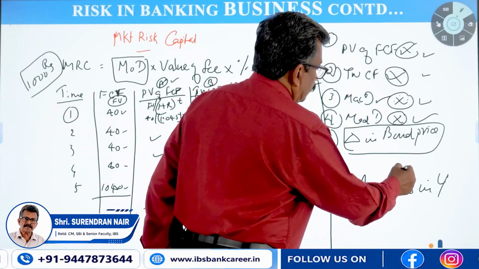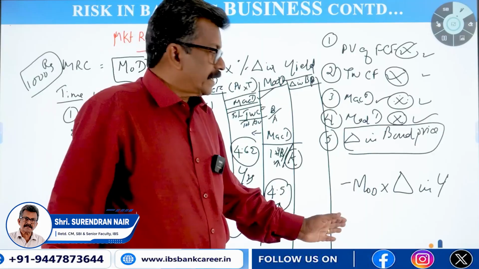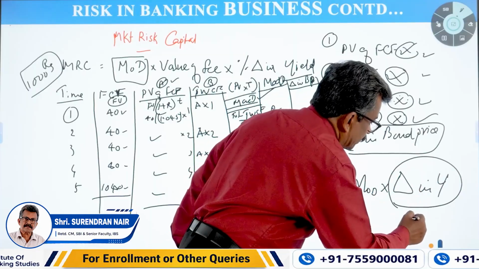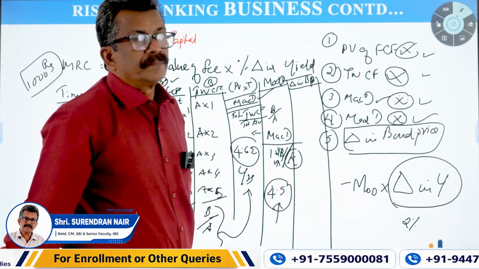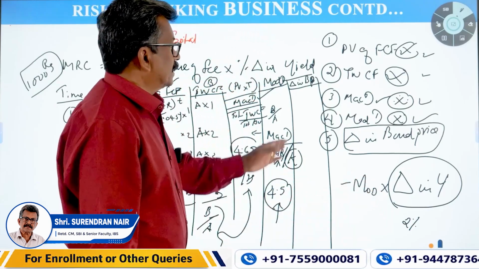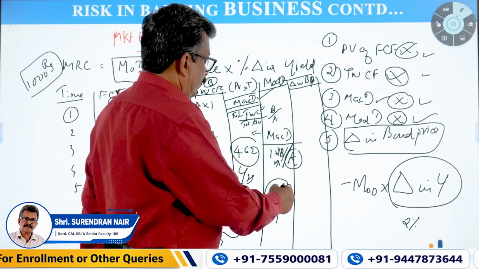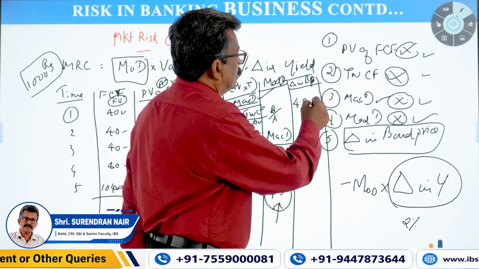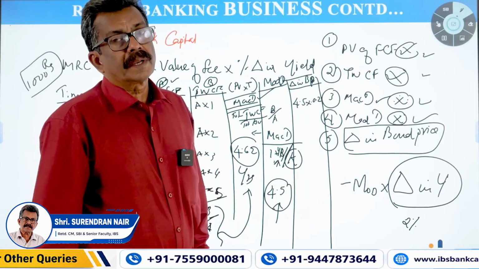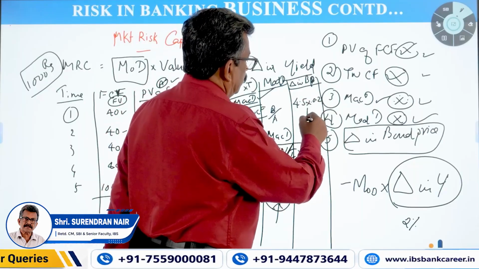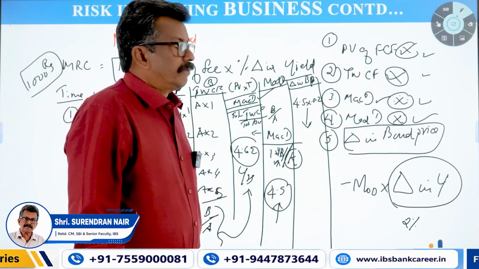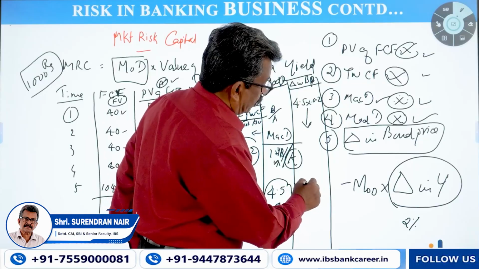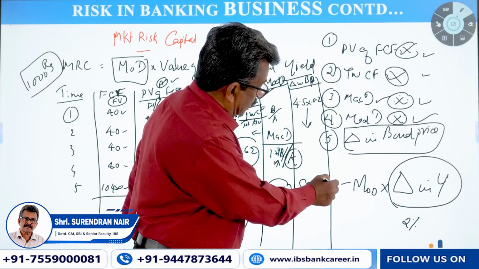Suppose the question in the case study says that the market rate has increased by 2%. So change in yield will be 2%. So minus MOD into 2%. And we found the MOD is 4.5. So 4.5 into 2%, that is 0.02. So you will get the change in bond price. For the 1000 bond, the change in bond price we got in the last case study was 82.40. 82 rupees 40 paise is the change.